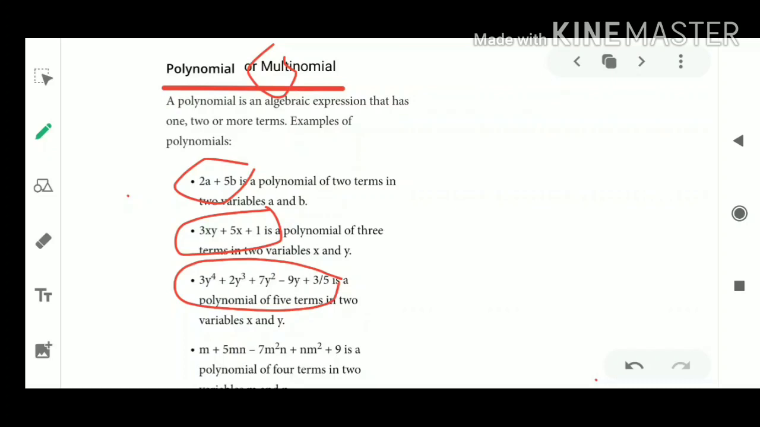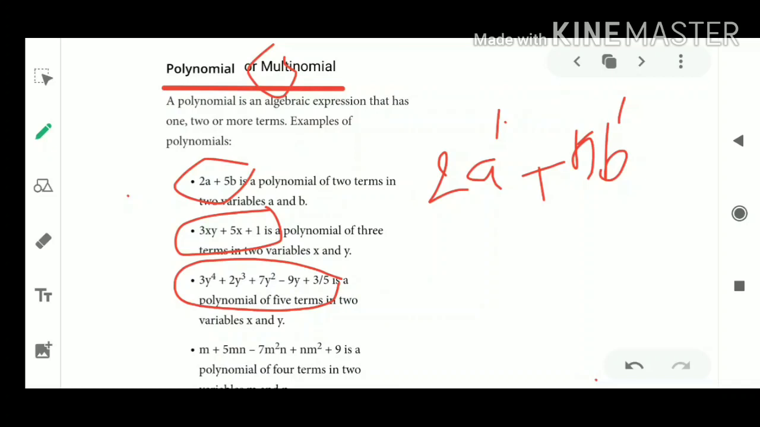If two terms, multinomial, 3, 4, 5 and so on. Like that, it is called a multinomial only, and also it is a polynomial. What is meant by a polynomial? When we observe the powers of variables, for example, 2a plus 5b: here a has coefficient, power 1, b exponent 1. So 1 is a whole number.